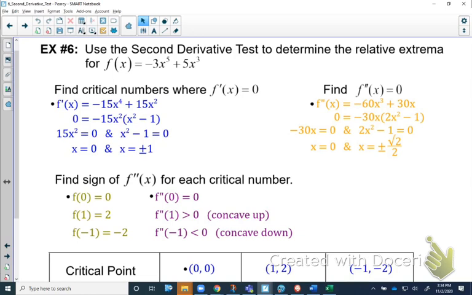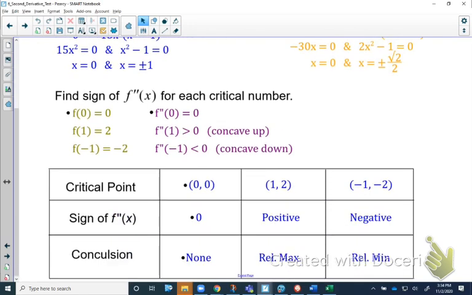Maximum. Wait, concave down. Yes, concave down. That means we should have a, I think I might have those backwards. Concave up, concave down. I don't think, yeah, concave up. Those are right. I don't know, I just got myself distracted a little bit, I think.